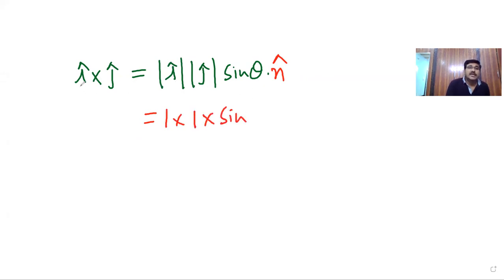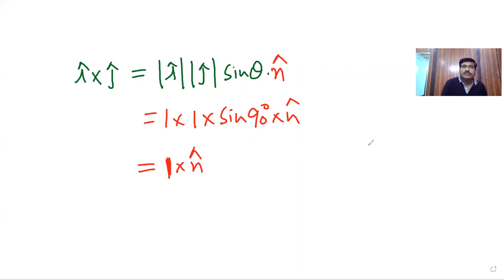Sine theta: I and J are orthogonal to each other, that is, theta is 90 degrees, into the direction vector. So sine 90 is 1. So I bar cross J bar magnitude is 1, and be careful, into n bar. n bar is having a directional property, unit vector.